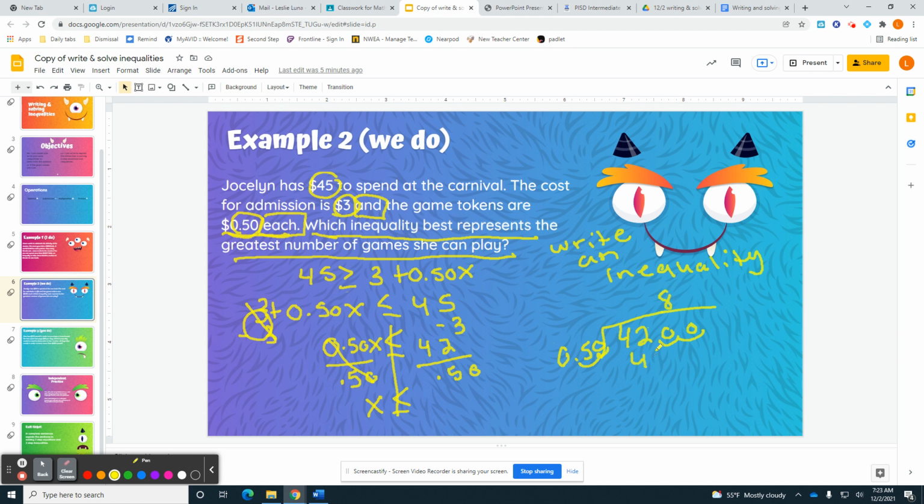That would be 8, and that would give you 400. Subtract. You have 20 left. Bring down your 0, 200. So 50 goes into 200 4 times.